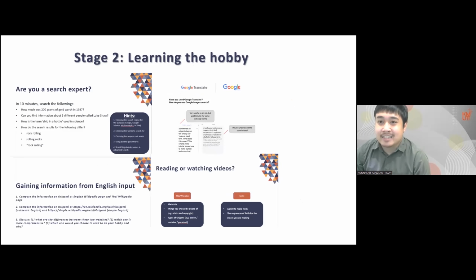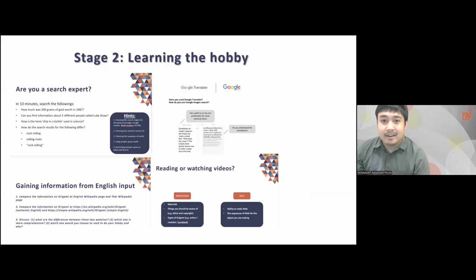Now the next stage is learning the hobby. Like I said earlier, in this stage we try to help them find decent resources and to help them realize the importance of English. So we start by teaching strategies to search, because we believe that it's generalizable. So it can be useful in this course and outside the classroom. So they have to know how to search.